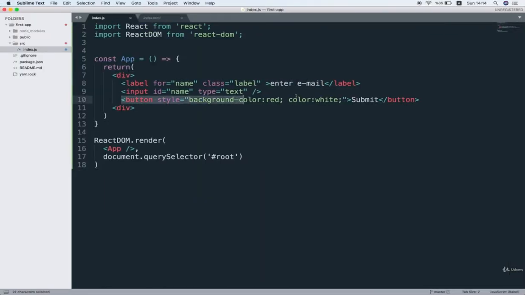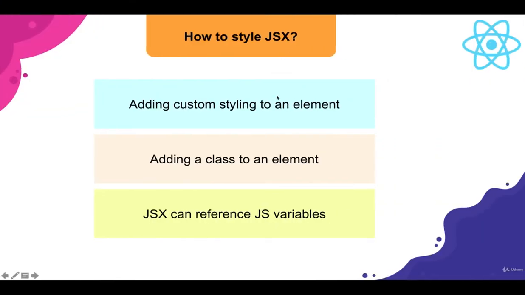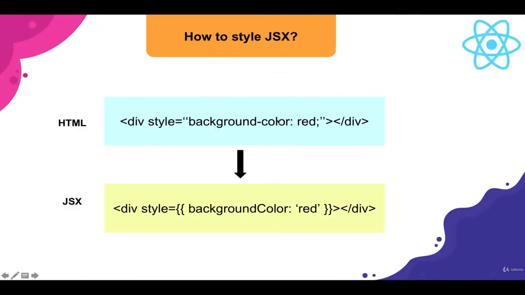So that's the first thing that's different between JSX and HTML. Now, let's take a look at another diagram. That's going to help you understand how we can take the HTML version and then convert it over to JSX.